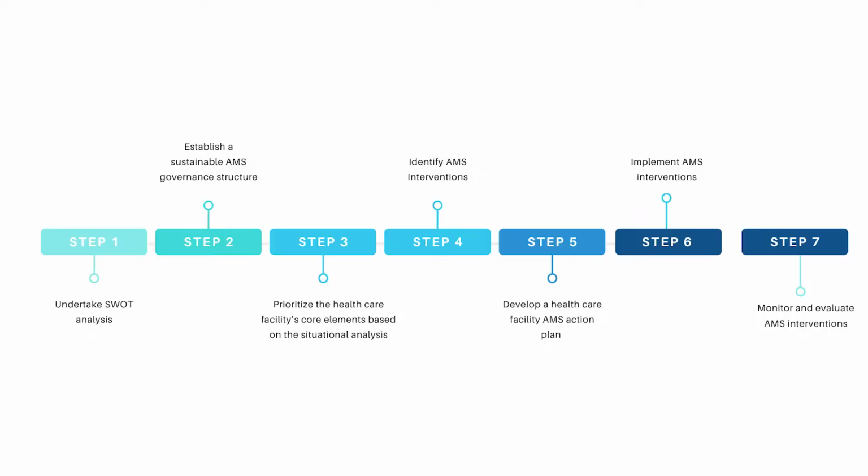Step 2, establish a sustainable AMS governance structure. It is essential to have a governance structure to effectively implement a healthcare facility AMS program. This includes representatives of the key staff groups involved in antimicrobial prescribing. The size and complexity of the AMS governance structure depends on the facility. The responsibilities and accountabilities of this governance structure should be clearly stated. The AMS governance structure includes facility management, AMS committee, AMS team, and the champions.